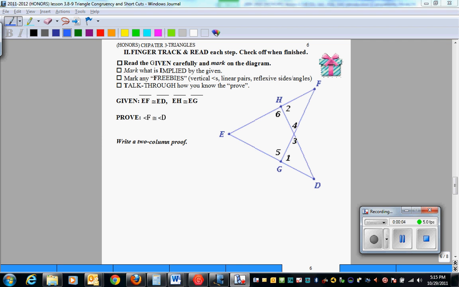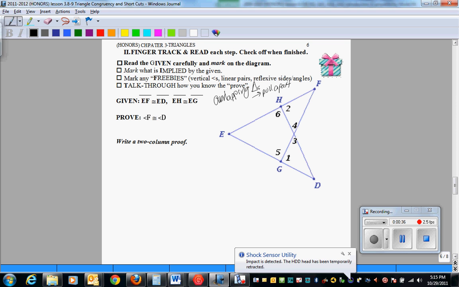I'm going to do the second problem, and we're going to walk through the given, implied, and freebies, and talk through them. The most important step is whenever you see overlapping triangles, you should always pull them apart. Just automatically pull them apart. It makes it much easier to work with the proof. If you pull them apart, it's easier to see what's congruent.